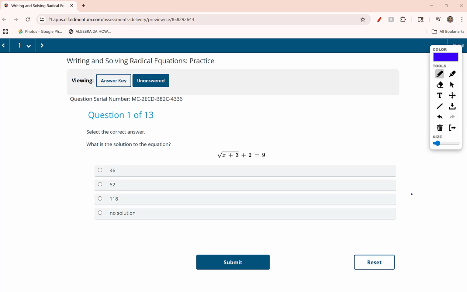All right, question one, what is the solution to the equation? All right, so just like any equation, we're essentially going to write down that equal sign. And our goal is to solve for x, so we need to do inverse operations to isolate the x. So first, let's do the inverse of adding 2 and subtract 2 from both sides.